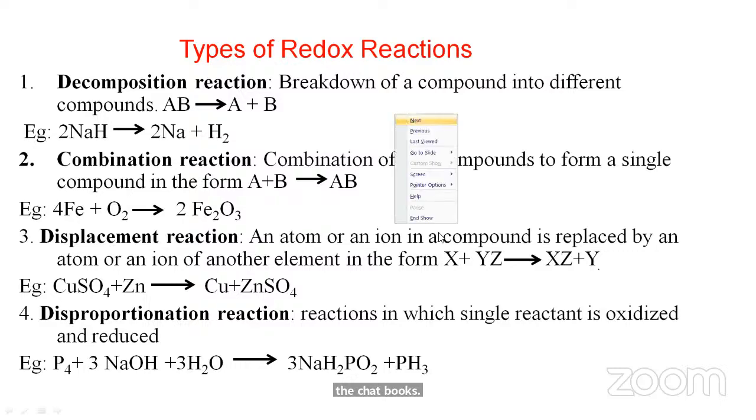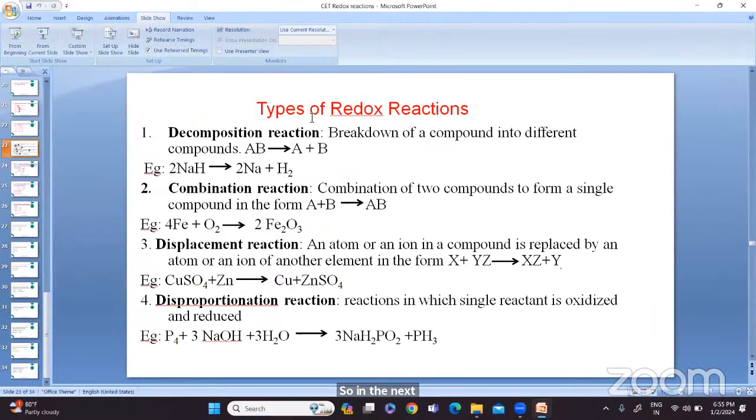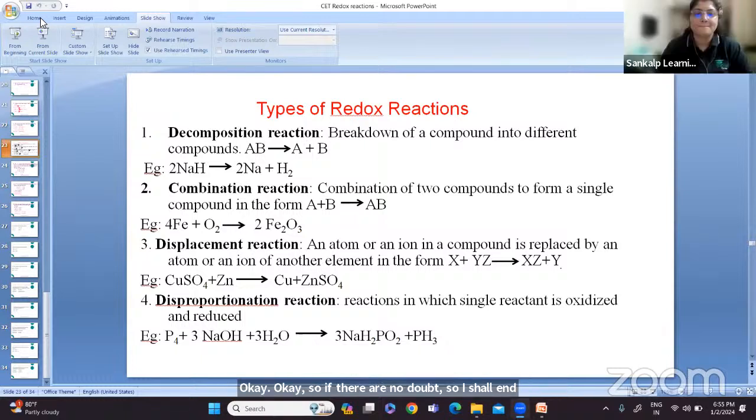In the next class, we are going to discuss the types of redox reactions and a few MCQs based on that. If there are no doubts, I shall end the session here. We'll be meeting next week. Completing this further part of redox reactions, we'll discuss the types of redox reactions, some examples on them, and we'll be solving some MCQs.